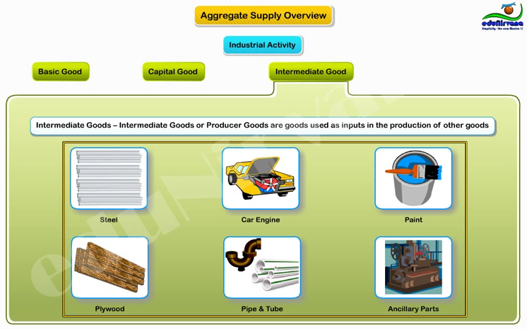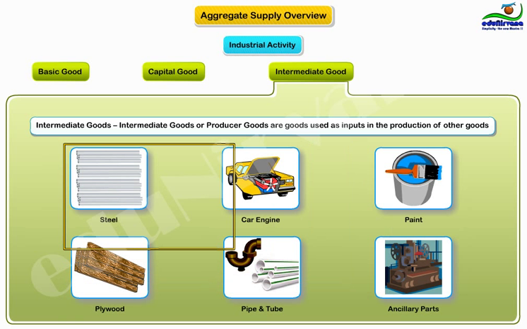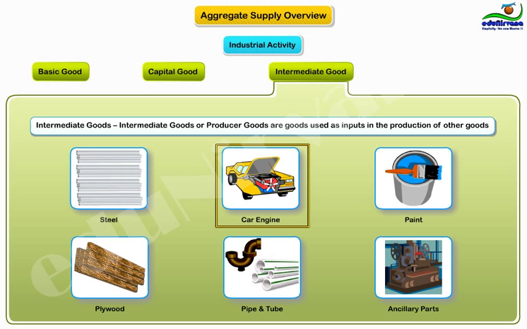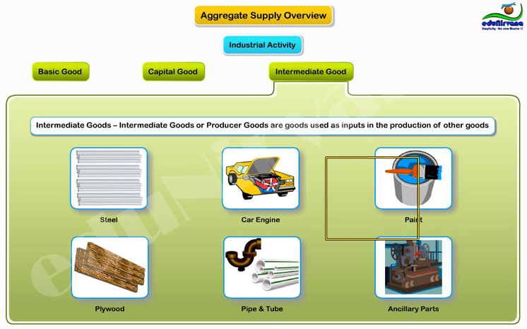Examples are steel, a raw material used in the production of many other goods such as bicycles. Car engines: some firms make and use their own, others buy them from other producers as an intermediate good, then use them in their own cars. Paint, plywood, pipe and tube, ancillary parts, etc.